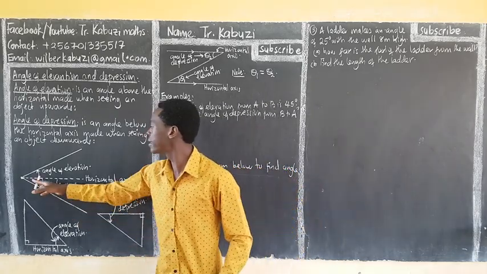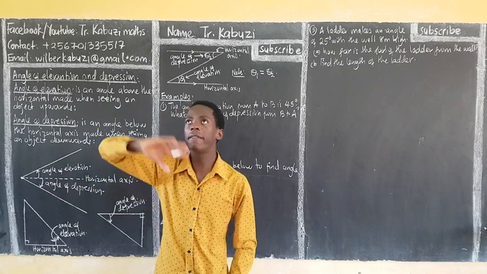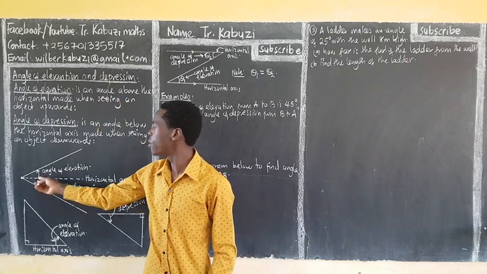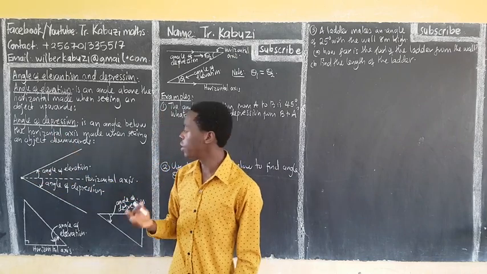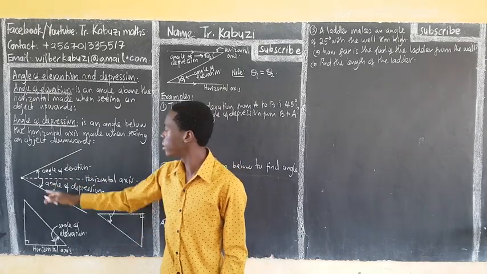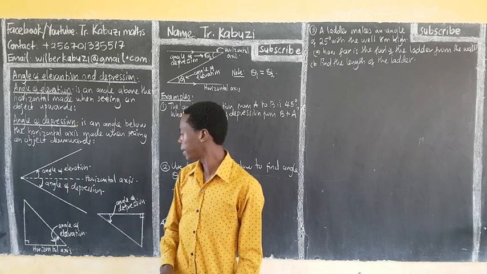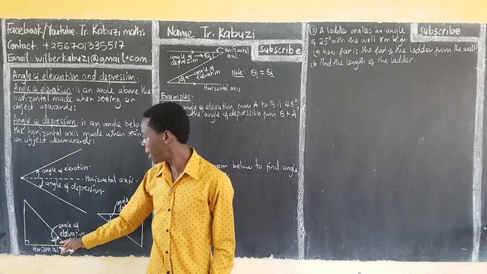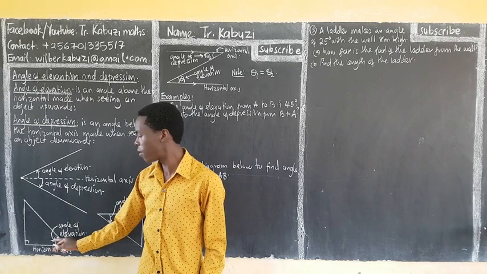Now, if this is our horizontal axis, to elevate, it's going to be from the horizontal a certain angle up. Then to depress, you are going below. So we always start from the horizontal, then you go below so that you are seeing something down. Or you can be here and see something up. If you see something up, you are making an angle of elevation.